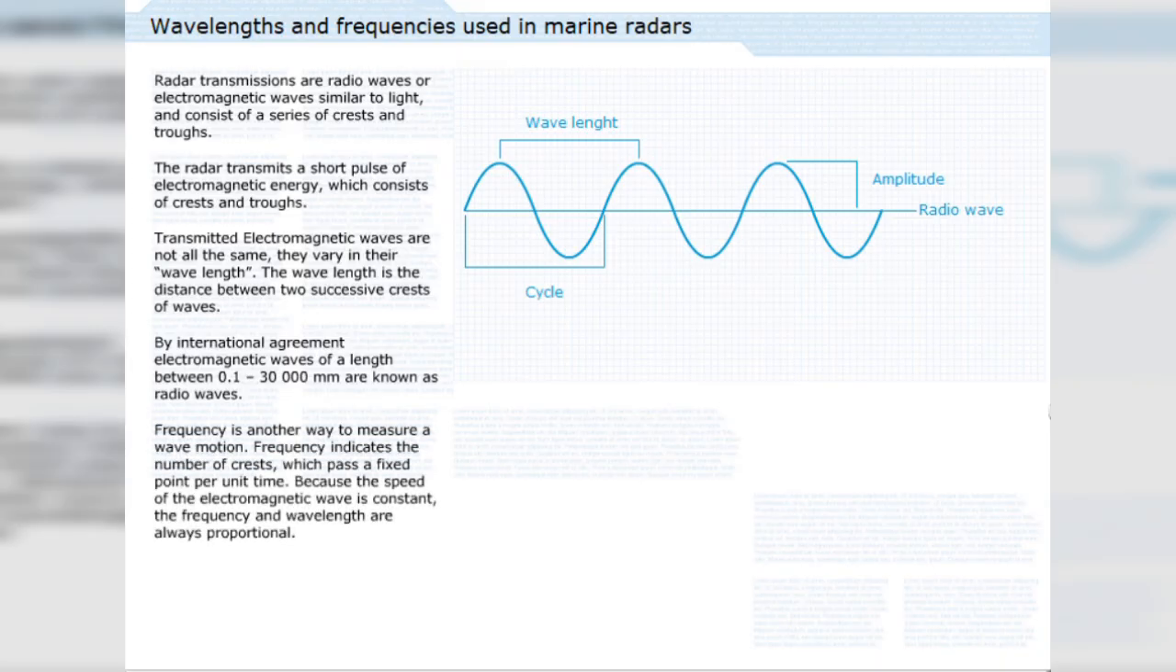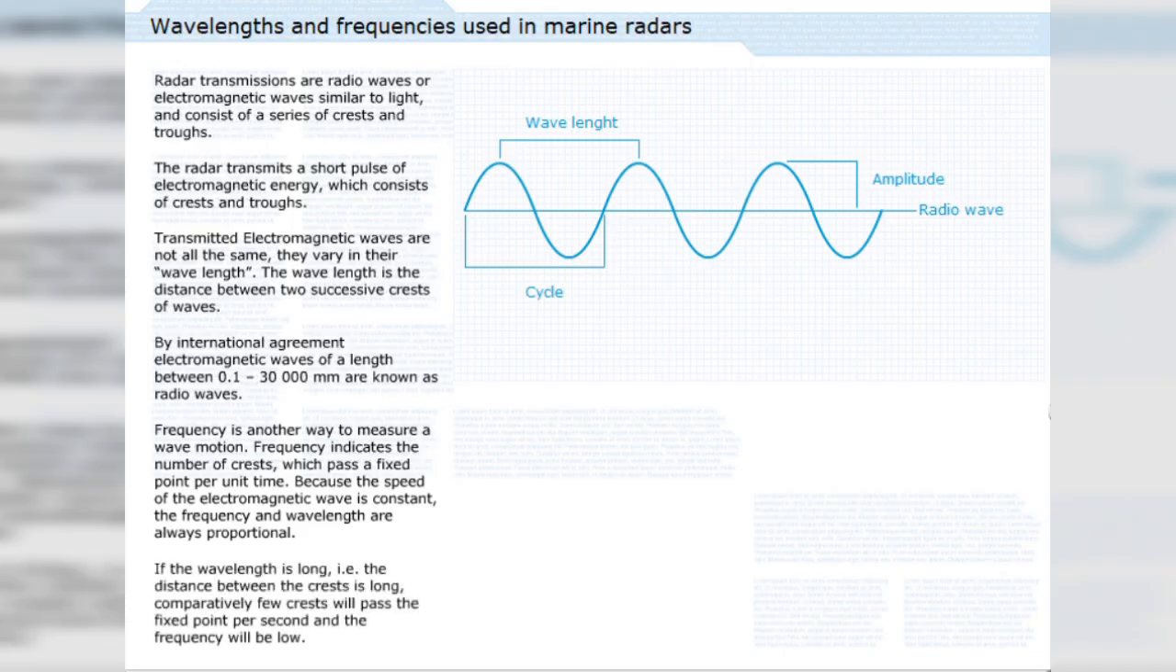Frequency is another way to measure a wave motion. Frequency indicates the number of crests which pass a fixed point per unit time. Because the speed of the electromagnetic wave is constant, the frequency and wavelength are always proportional. If the wavelength is long, i.e. the distance between the crests is long, comparatively few crests will pass the fixed point per second, and the frequency will be low. If, on the other hand, the wavelength is short, more crests will pass the fixed point per second, and the frequency will be higher.